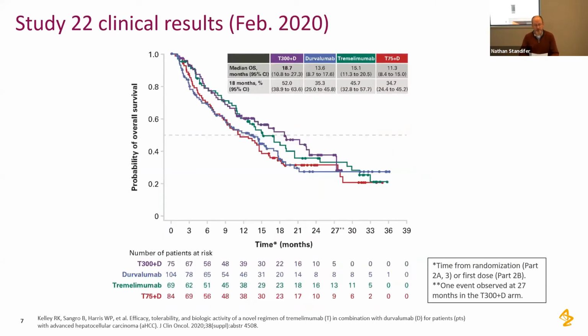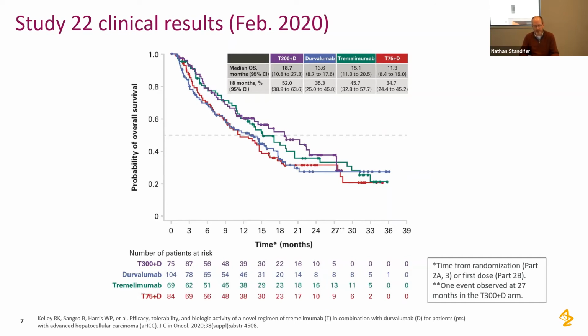In this slide, the initial Study 22 clinical results are shown as of February 2020. As you can see from the Kaplan-Meier plot, the highest median overall survival of 18.7 months was observed in patients enrolled in the T300 plus D arm. And this is shown as the purple lines and symbols in the Kaplan-Meier plot. This was followed by the tremi monotherapy arm with a median OS of 15.1 months, shown as the green lines and symbols. Interestingly, patients enrolled in these arms exhibited extended overall survival that was evident as early as 5 months compared to patients receiving durva monotherapy or the T75 plus D regimens, in the blue and red lines and symbols respectively.